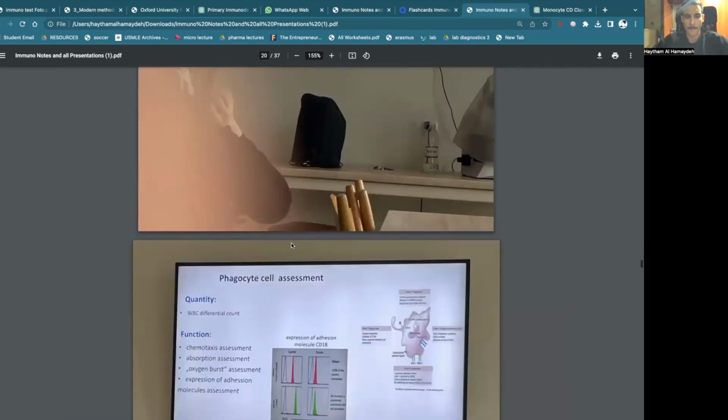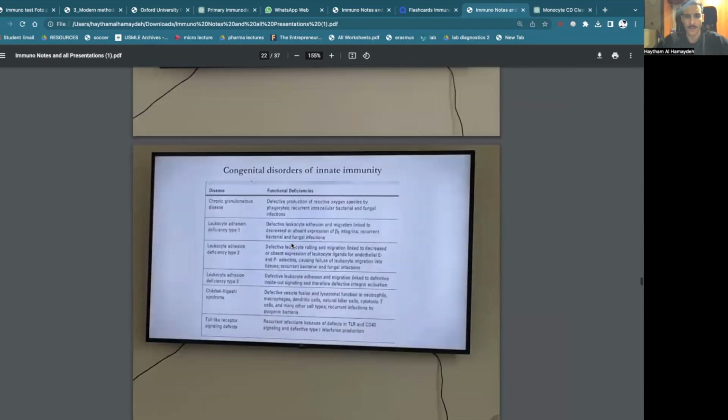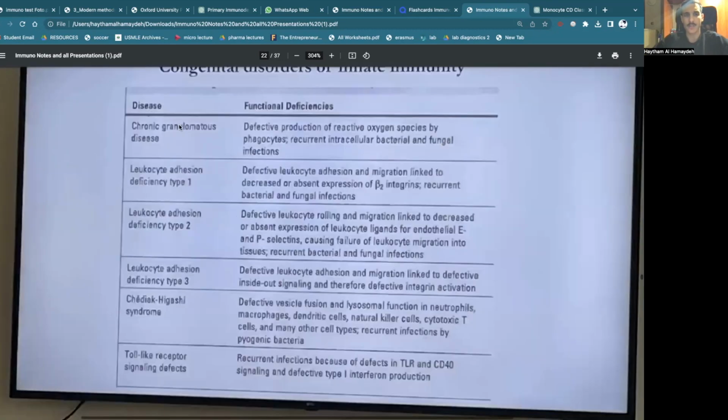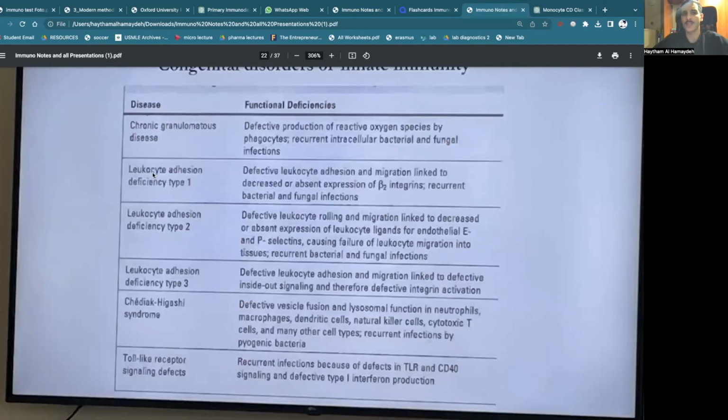Okay, and they're found here. So I told you the first one is chronic granulomatous disease. The second one is leukocyte adhesion deficiency. And then the fourth one is Chediak-Higashi and toll-like receptor signal defects. And these four make up the phagocyte immunodeficiency.